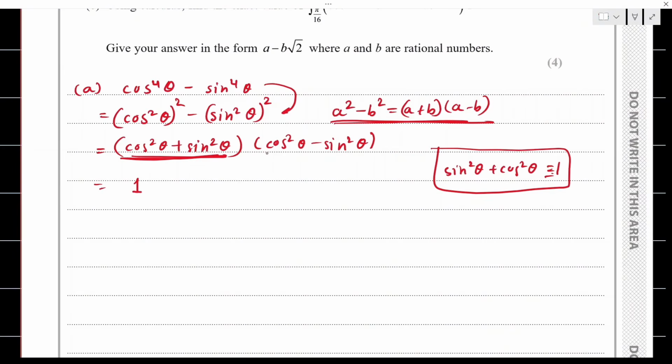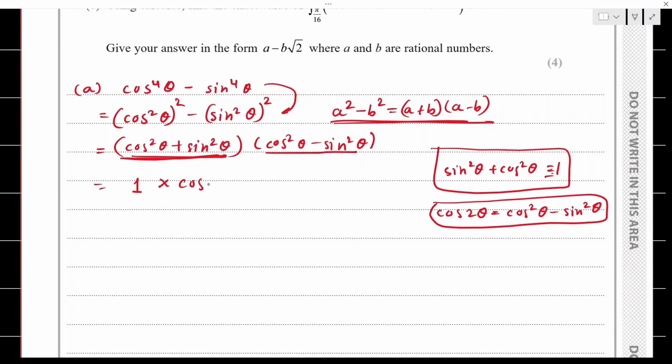Now for the other term, I know that the double angle formula for cos theta, which is cos 2 theta, is equal to cos square theta minus sin square theta. I can use this identity to write cos square theta minus sin square theta as cos 2 theta. Doing this will clearly show that sin to the power of 4 theta minus cos to the power of 4 theta is indeed equal to cos 2 theta. So we have shown that this is true.